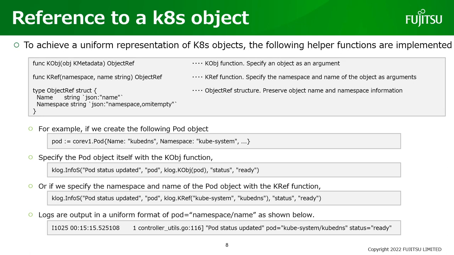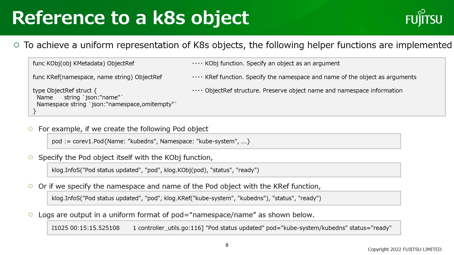These functions are KObject and KLF. This shows one preferred format for referencing objects in logs and builds this format. For example, if we create the following pod objects, specify the pod object itself with the KObject function. Alternatively, if we specify the namespace and name of the pod object with the KLF function, it logs the output in a uniform format of pod equal namespace slash name as shown below.